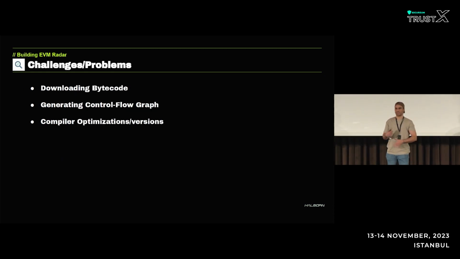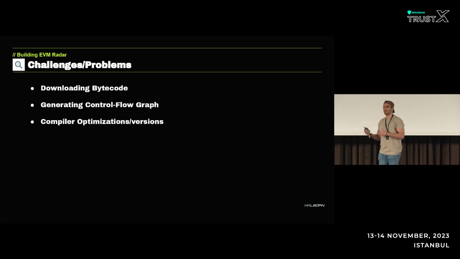So there are a few problems and challenges. For example, downloading the bytecodes, generating the control flow graph of the bytecode, and compiler optimization across versions, because different compiler versions produce not completely different, but different bytecode. So I needed to solve this problem.